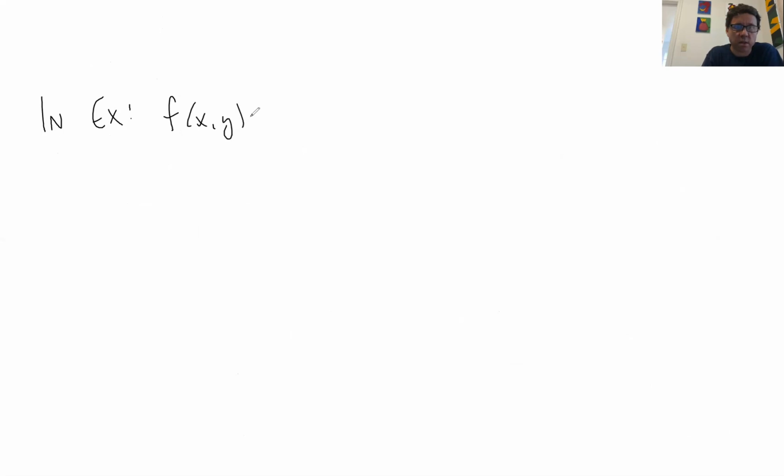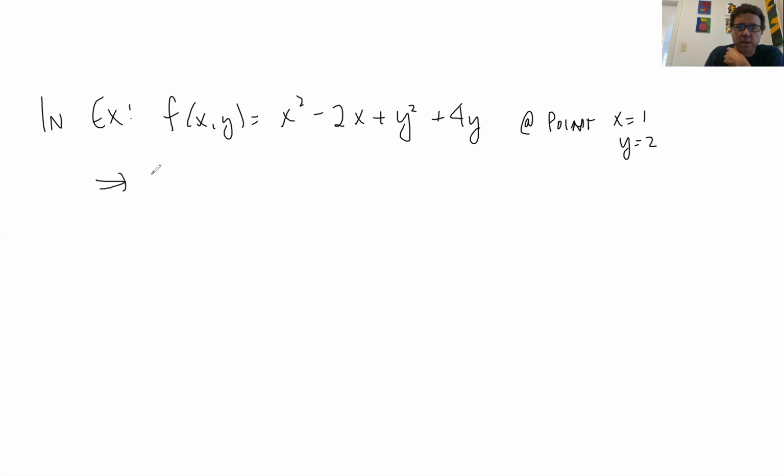So if you followed all that, then back in the example, f(x, y) equals x squared minus 2x plus y squared plus 4y. He said at the point where x was 1 and y was 2, we ended up getting that z would be 11. So I would get my point (1, 2, 11). So I have my point.